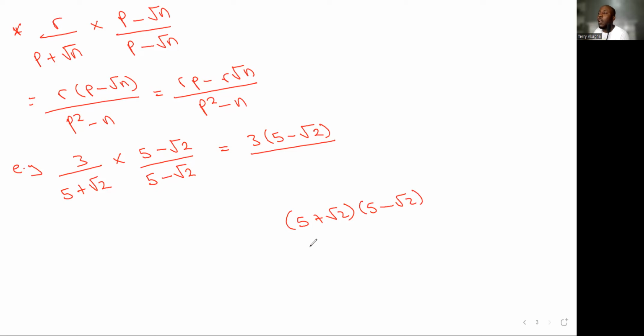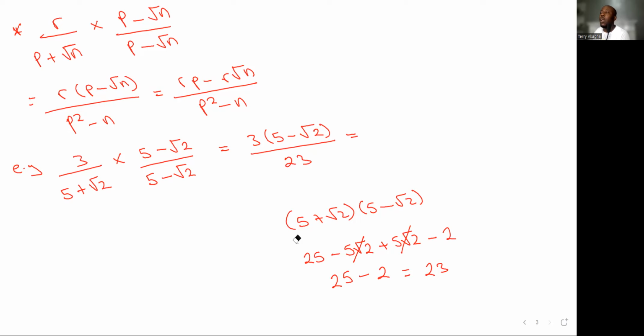So 5 times 5 will give you 25. 5 times minus root 2 gives minus 5 root 2. Plus root 2 times 5 will give us plus 5 root 2. And plus root 2 times minus root 2 will give us minus 2. Is that making sense? Then minus 5 root 2 plus 5 root 2 will cancel out to give you 0. Then you have 25 minus 2, and that will give us 23. So the answer here is 23.